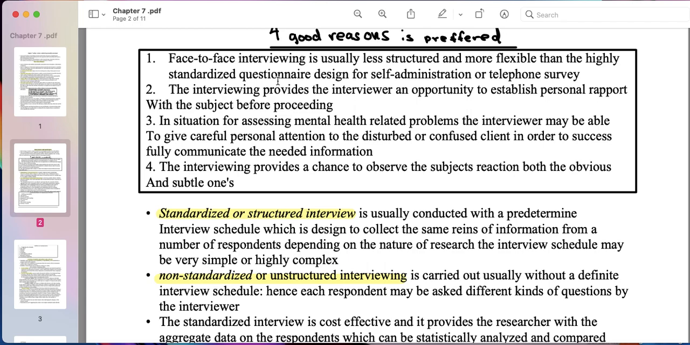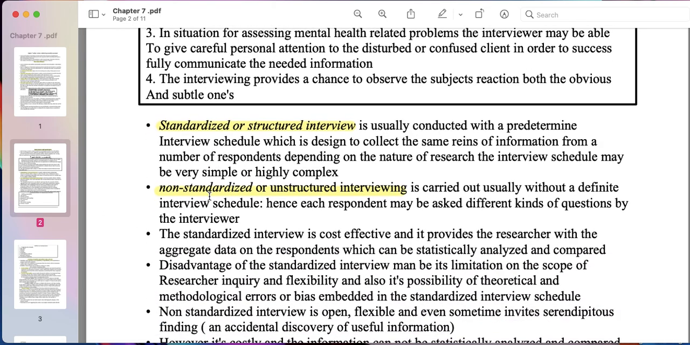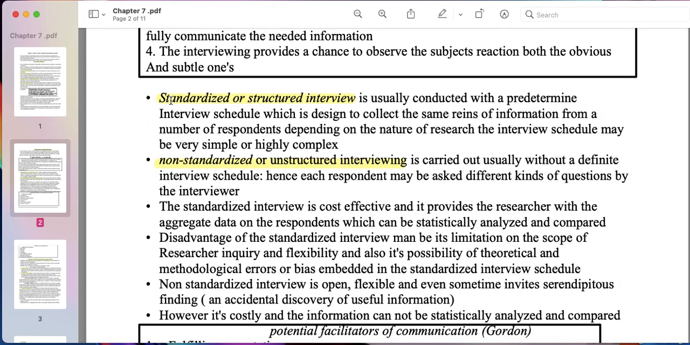The third one is that in situations for assessing health and mental health problems, the interviewer may be able to give careful personal attention to the disturbed or confused client in order to successfully communicate the need for information. The fourth one is that the interview provides a chance to observe the subject's reaction to both the obvious and subtle ones. All right.